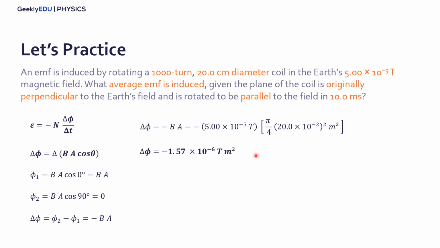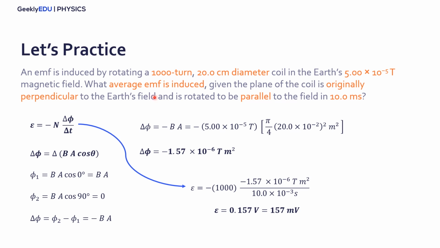Very good. Now let's go back to Faraday's law of induction, and we have all the numbers also. We have a 1000 turn coil, we have the change in the magnetic flux, and we have the change in time. It goes from perpendicular to parallel in 10 milliseconds. So the average EMF that's induced in this situation is 0.157 volts, or 157 millivolts.